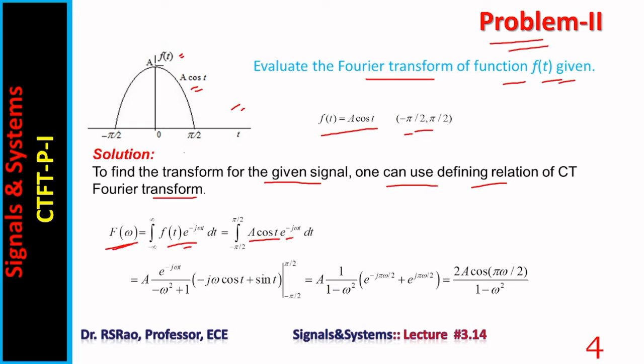Of course, e power minus j omega t is part of the definition dt. Integration and substitution of the limits and a little bit of manipulation gives us the answer as 2a cos(pi omega by 2) by (1 minus omega square). This is F of omega for the given signal, the Fourier transform of the signal a cos t.